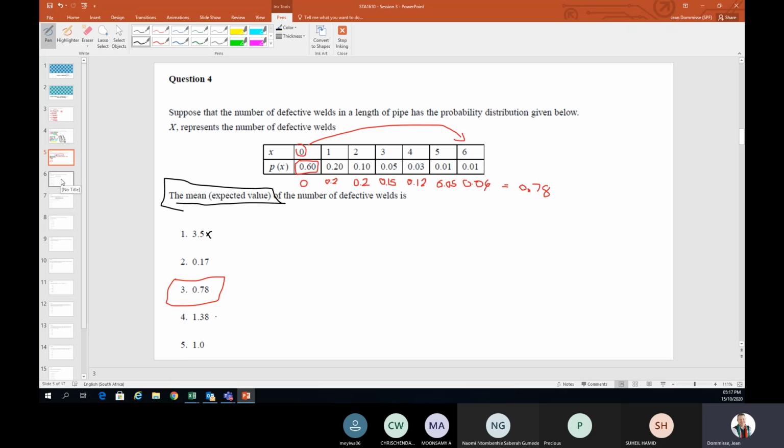Okay, so I think the expected value one is great. The expected value one for me is a simple enough calculation. It does take time, but it's a simple enough calculation if it is just one question.